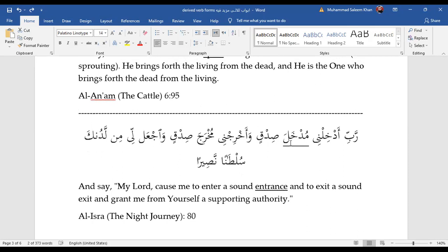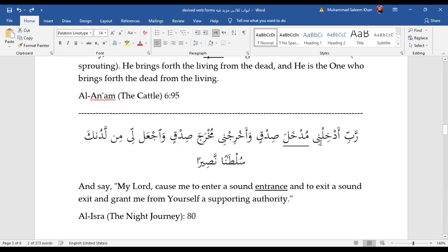Musalla is also on the pattern of muf'alun. It's on the same muf'al pattern, but because it has weak letters, that's why we call it musalla. So musalla is a place where we pray. Musalla is ismul maf'ul, but we also use it as adverb of place. So I hope inshallah now you are able to relate. So mudkhal is also used as adverb of place.